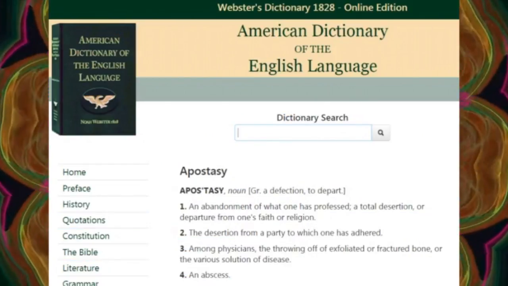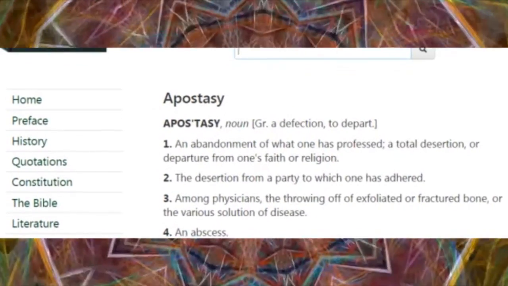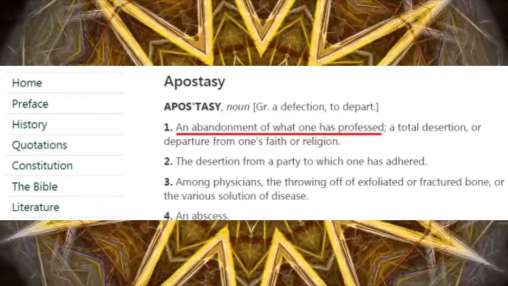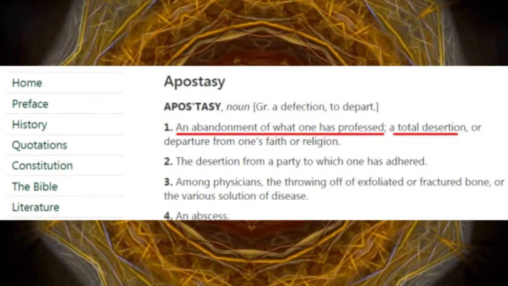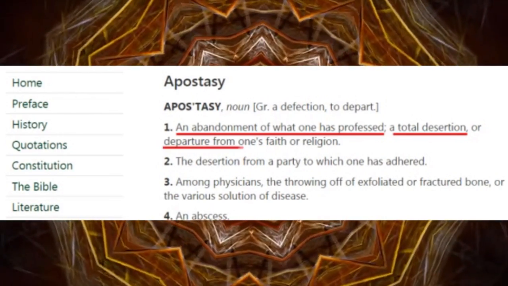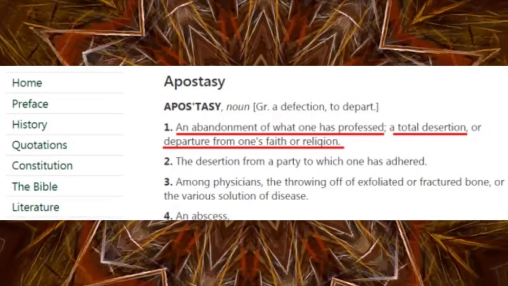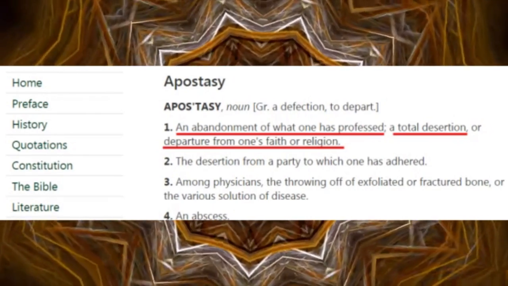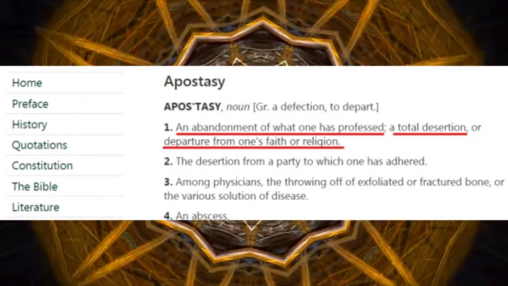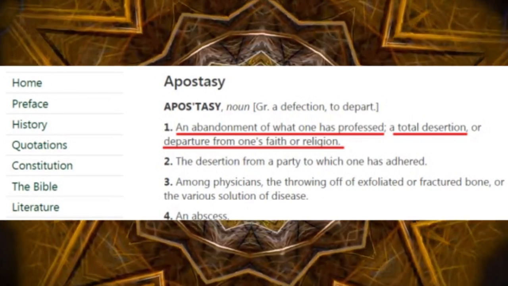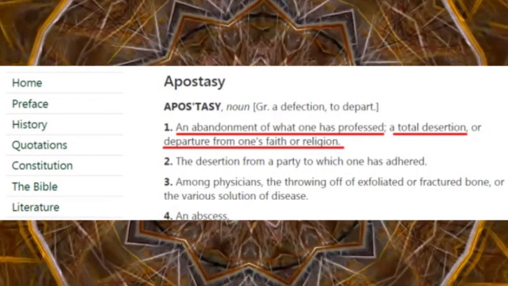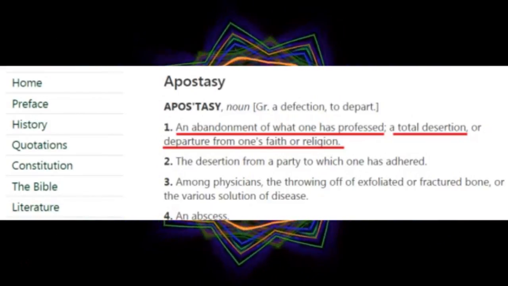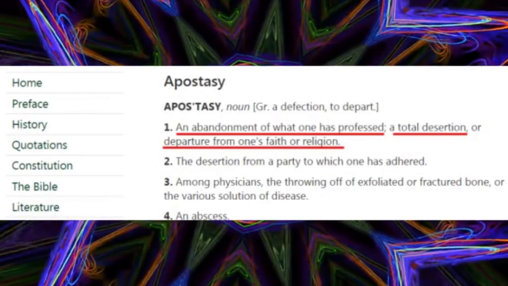I believe it's very interesting to note that they use the word apostasy of man, as that is an abandonment of what one has professed, a total desertion or departure from one's faith or religion. In my opinion, the reason it says the apostasy of man is because in Genesis, they were departing the polytheistic worshiping of many gods into the monotheistic worshiping the one true God of Abraham, or I am that I am.